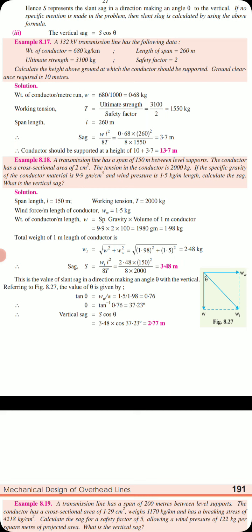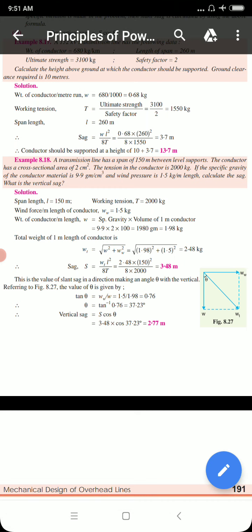So given is span L equal to 150 meter, working tension T is 2000 kg, wind force per meter along the conductor ww is given as 1.5 kg per unit length, and weight of the conductor W is given by, see here, the conductor material's specific gravity is given as 9.9 into 100, for it is given in gram, so we need to convert it into kg. Okay, then actually 100 is for it is given in centimeter cube, we need to make it for meter cube.